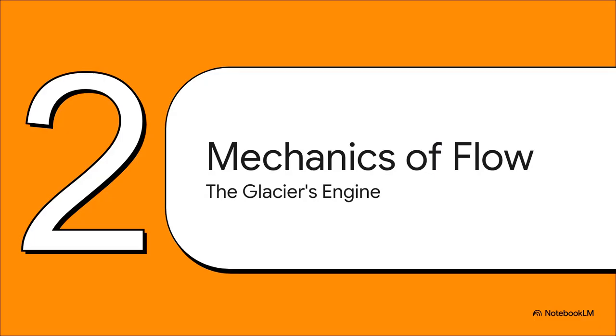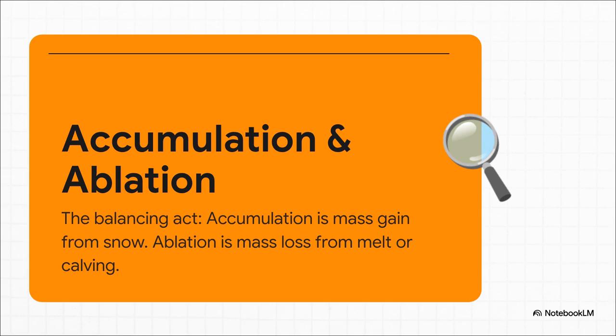Okay, but wait, how can something solid actually flow? To really get the whole time travel part, we've got to pop the hood and look at the engine, the mechanics of how it all moves. So it all comes down to this constant balancing act. Think of it like a bank account. Up high in the accumulation zone, you're getting deposits. That's snowfall adding mass. And way down at the bottom, in the ablation zone, you have withdrawals, ice melting or breaking off into the ocean. The glacier flows to try and balance the books, moving ice from the rich part to the poor part.